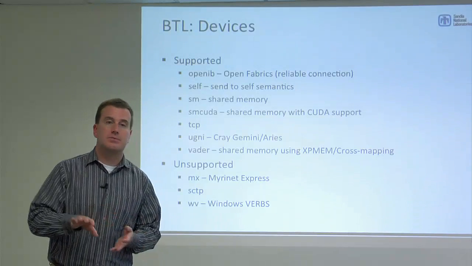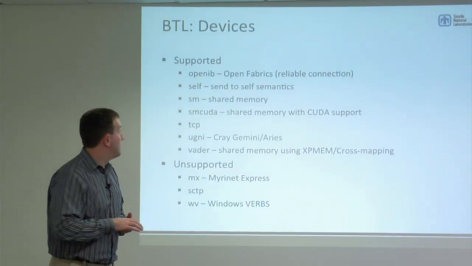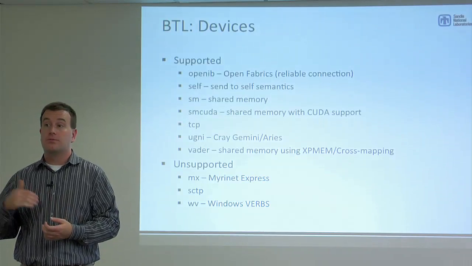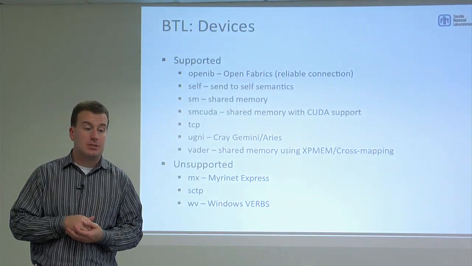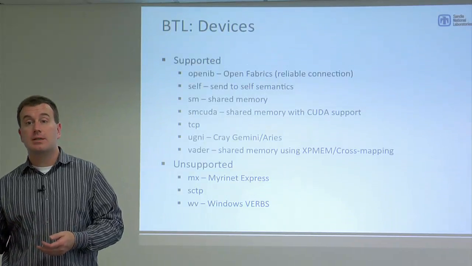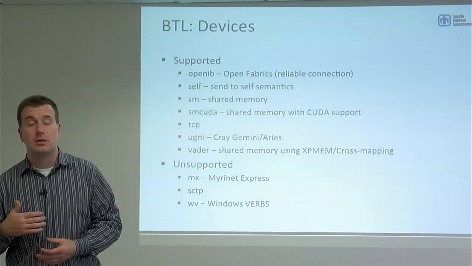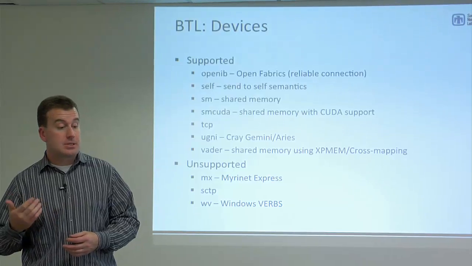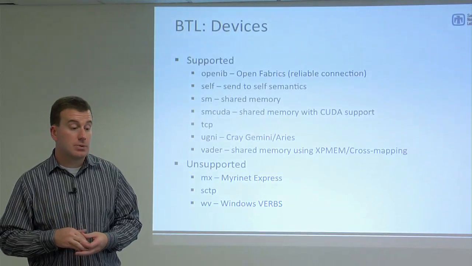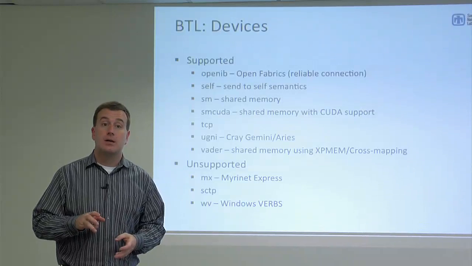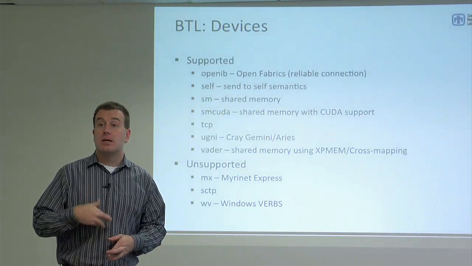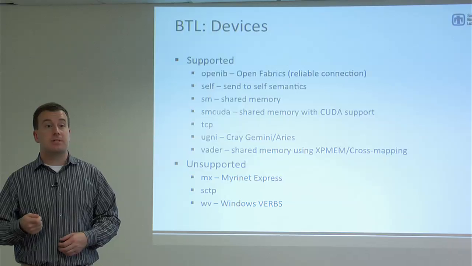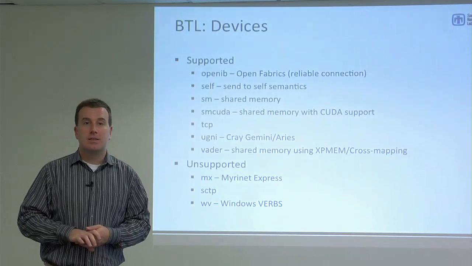In terms of what devices we have, supported today we have OpenIB, which is Open Fabric's reliable connections. So this includes both the Mellanox InfiniBand cards and a lot of the RDMA over Ethernet cards. Self, which is send-to-self semantics, is useful in that with a lot of these interfaces, sending to yourself can actually be kind of problematic from a buffering standpoint. And so we have a BTL that does all of that.